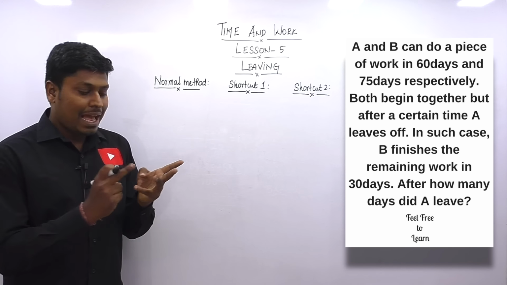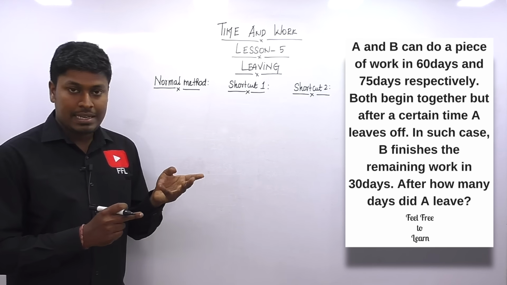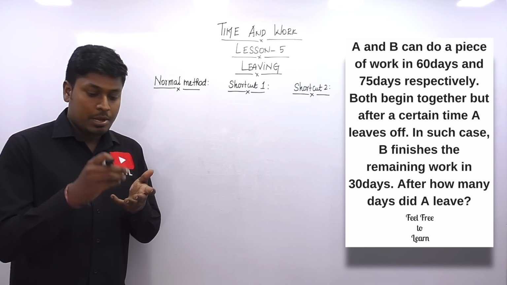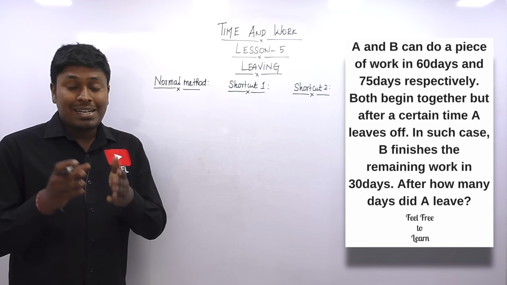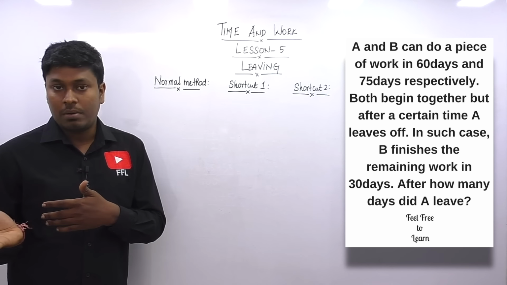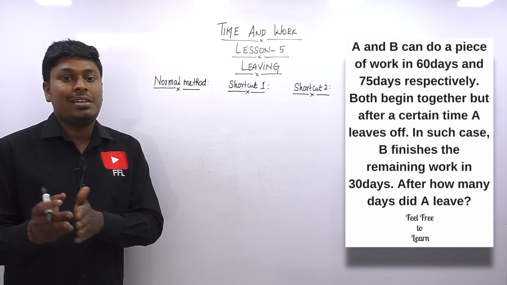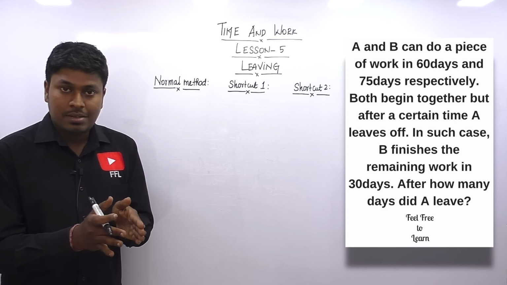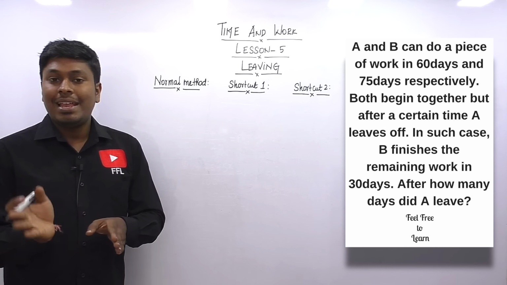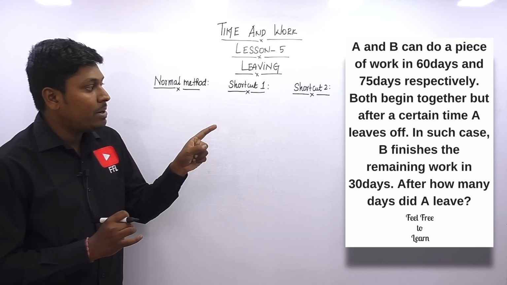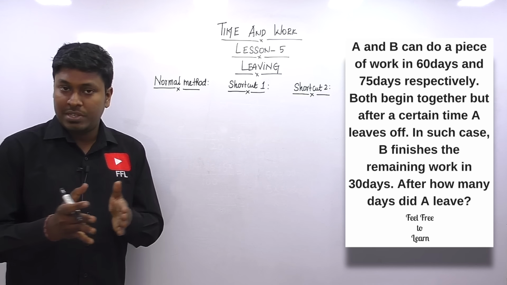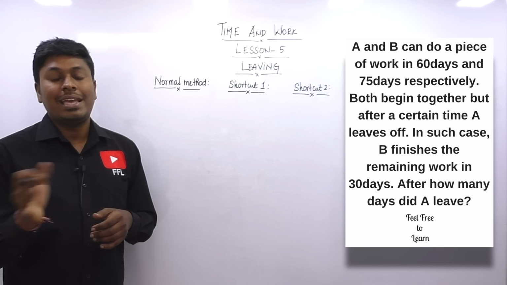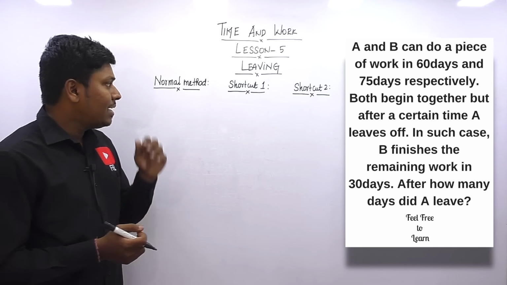So here, A alone can complete a piece of job in 60 days, B alone can complete a piece of job in 75 days. And the thing here is, both of them are working together. But at a certain duration, A left the job. So we don't know how many days both of them initially worked. It was not given. But they have said that both of them started working. After a certain time, A left. And B completes the remaining job in how many days? 30 days. By using all this data, our target is to find after working how many days A left the job. So interesting question.